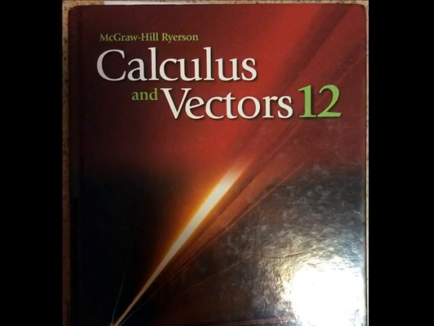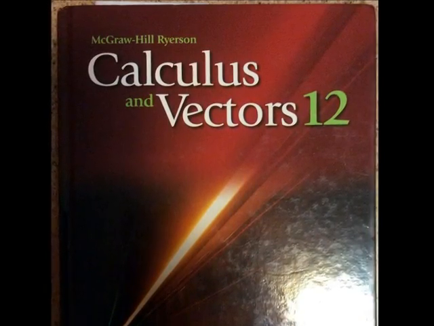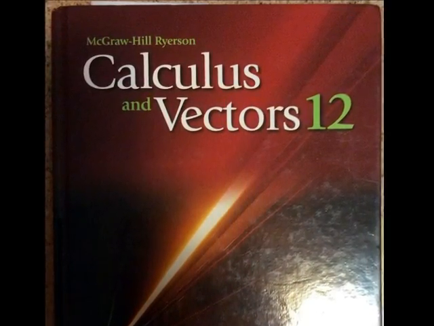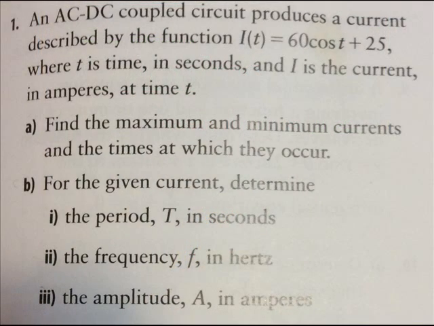We are looking at Unit 4, Derivatives of Sinusoidal Functions, and the question is on page 241, number 1. The question reads, an AC-DC coupled circuit produces a current described by the function I of t equals 60 cos t plus 25, where t is time in seconds and I is the current in amperes at time t.